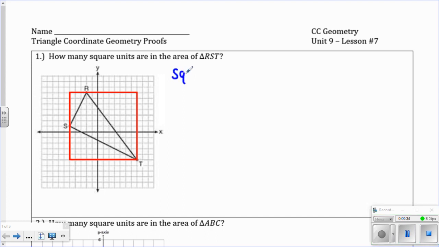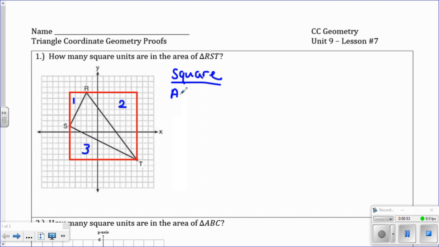So what we're going to do is we're going to find the area of the square. Then we're going to subtract out the triangles that we don't want. We don't want this one in the corner. We don't want this triangle 2 over here. And we also don't want this bottom one I'll call triangle 3. If we subtract triangles 1, 2, and 3 from the square, then we'll be left with triangle RST, and that's what it wants the area of.